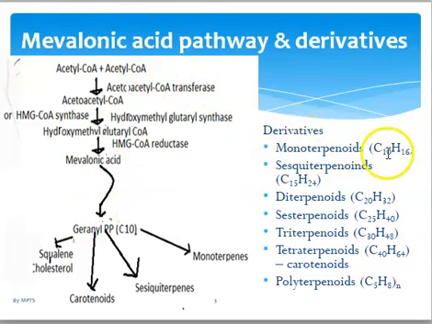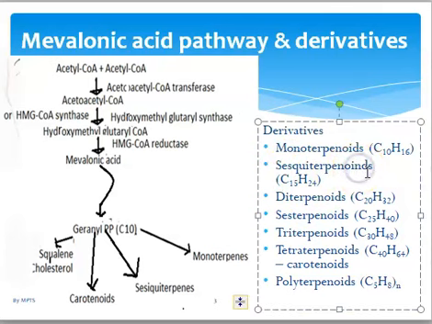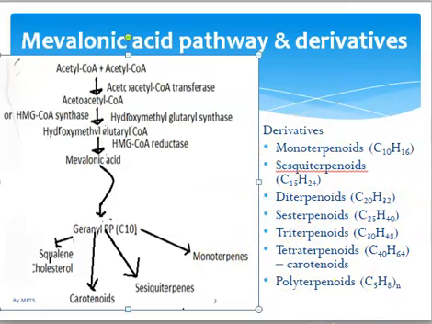Now, what are the derivatives of the mevalonic acid pathway? We have monoterpenes, which are C10. Sesquiterpenes, sesquiterpenoids, diterpenoids, up to polyterpenoids. All these are derivatives of the mevalonic acid pathway.